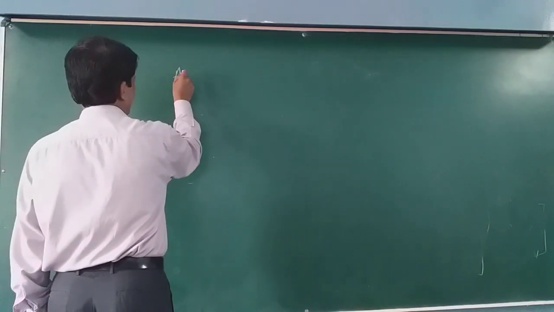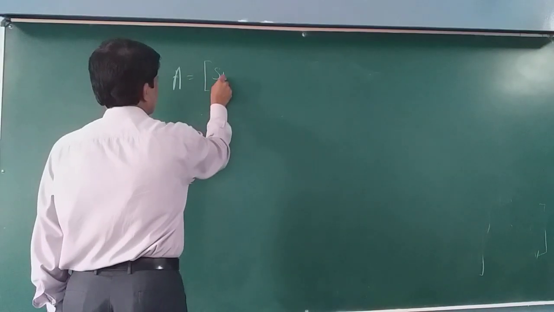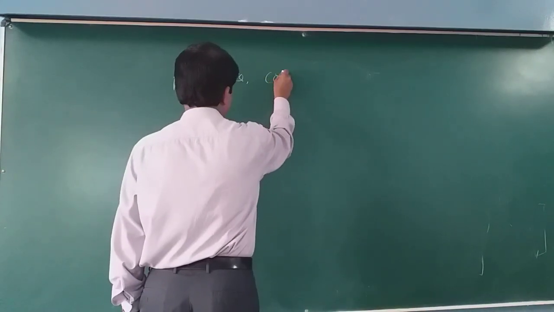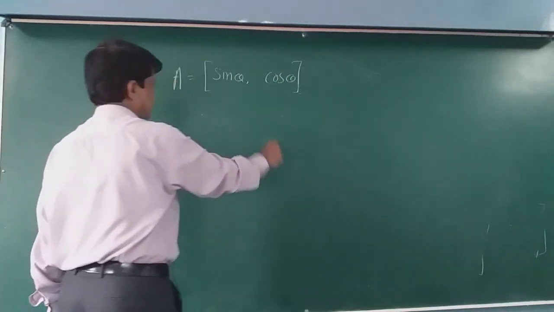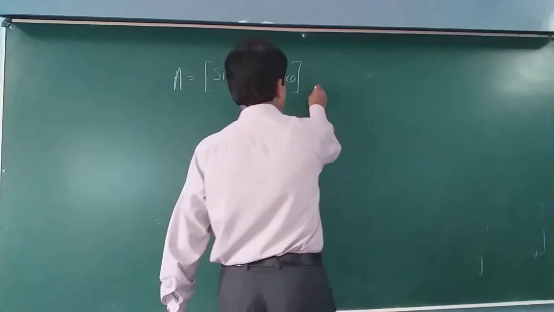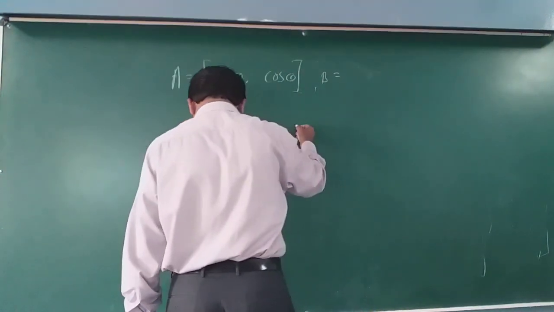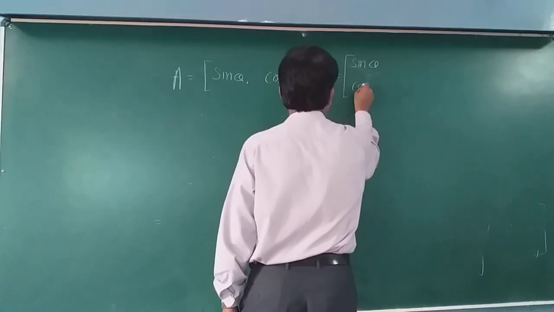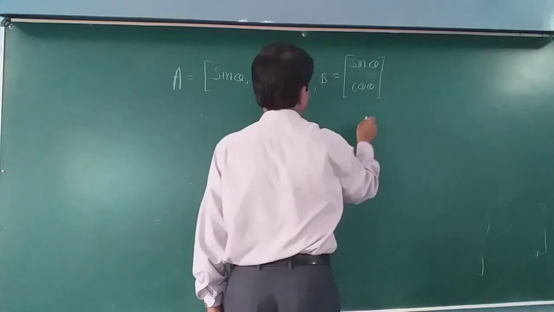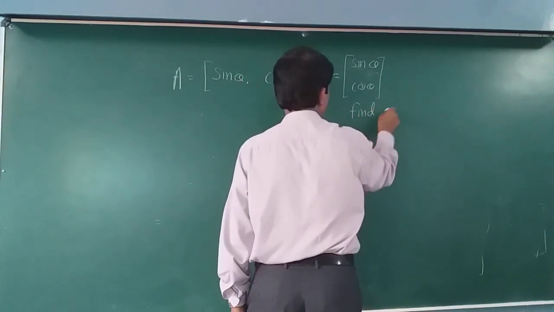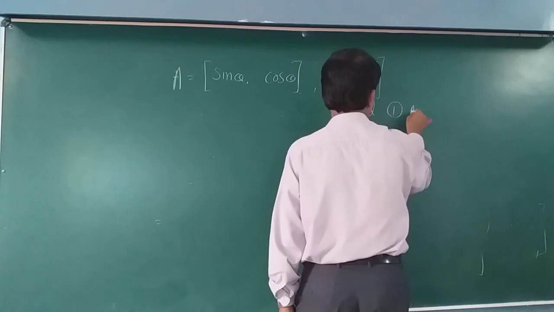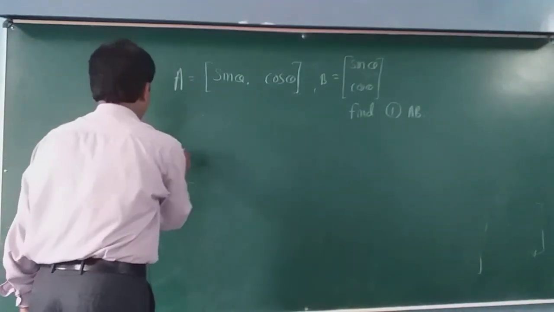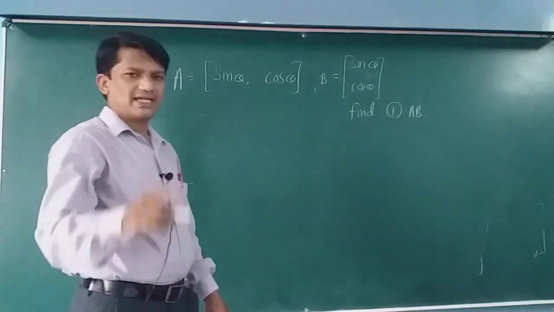Suppose matrix A is here, sine theta and here cos theta. This is a matrix A. Okay, and B is a matrix here, sine theta and cos theta. Okay, then find number 1, AB. Okay, let us find what is the answer of AB.